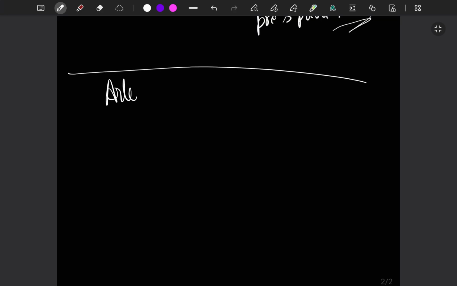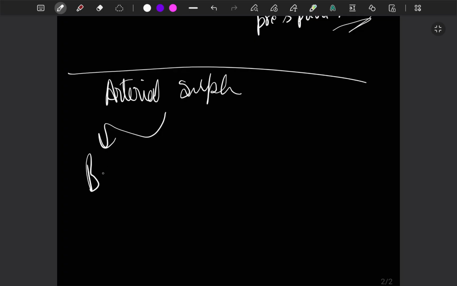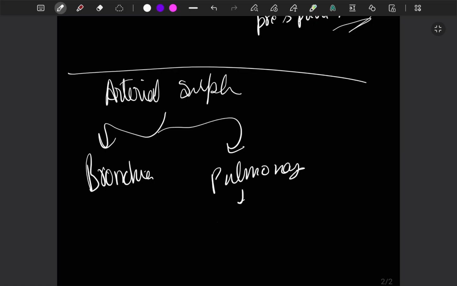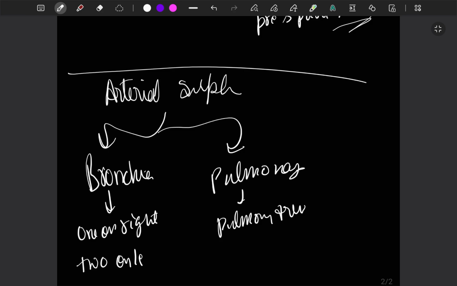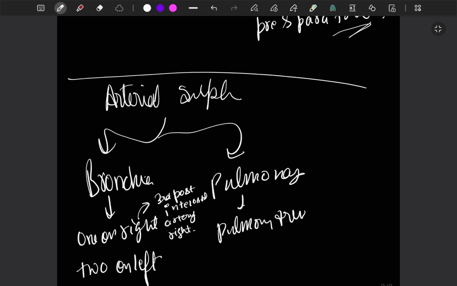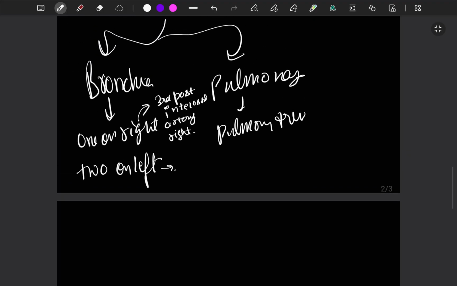Now let's talk about the arterial supply of the lungs. The arterial supply comes from two types of arteries, bronchial and pulmonary. Pulmonary is from the pulmonary trunk, whereas for the bronchial arteries, there is one on the right and two on the left. The right one, like we studied, comes from the third posterior intercostal artery. Two on the left are branches of the descending thoracic aorta.